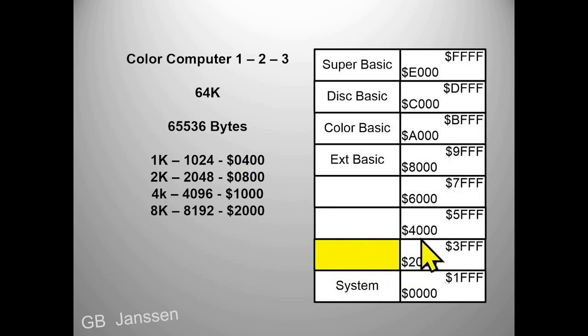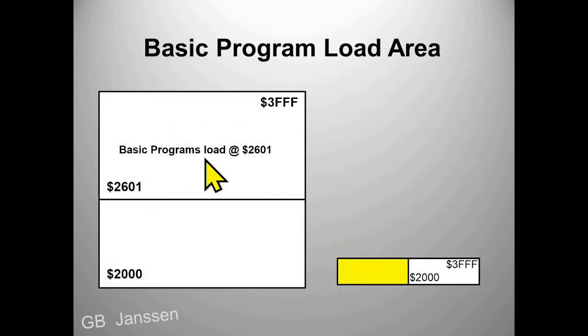Right, the next block we're going to look at is this block here with no name or title to it. Okay, and this is when you load a basic program with the load command, or if you say new. Now in this Color Computer 3, I'm not sure if it's the same as on Color Computer 1 and 2, I don't recall, but on a Color Computer 3, that new command or load command will bring the program in at hex 2601.